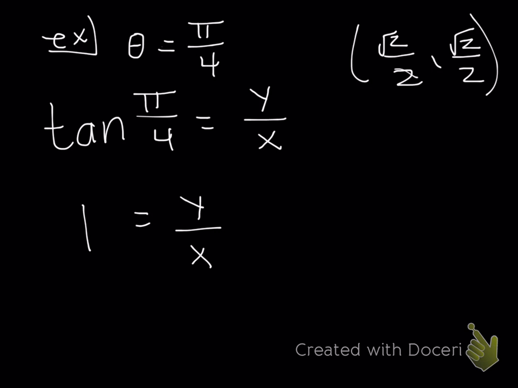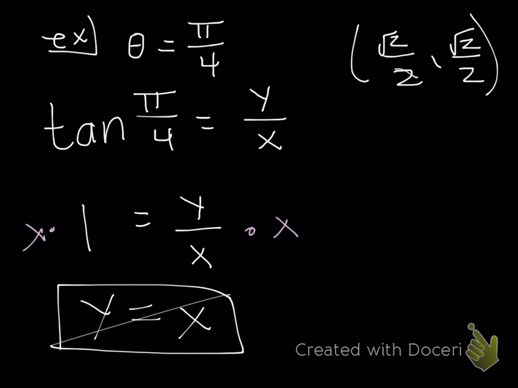equals y over x. And if I wanted to clean this up a little bit, I would multiply both sides by x, and I would get y equals x. And that's our final equation.